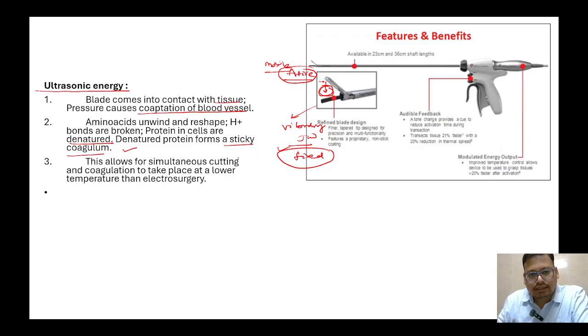There is also simultaneous cutting and coagulation. You have seen in the OT, the round ligament is coagulated first, then cut. There are two modes. The main concern is temperature. There is a rise in temperature, but at a much lower temperature than electrosurgery. There is also audible feedback, and this is the switch.